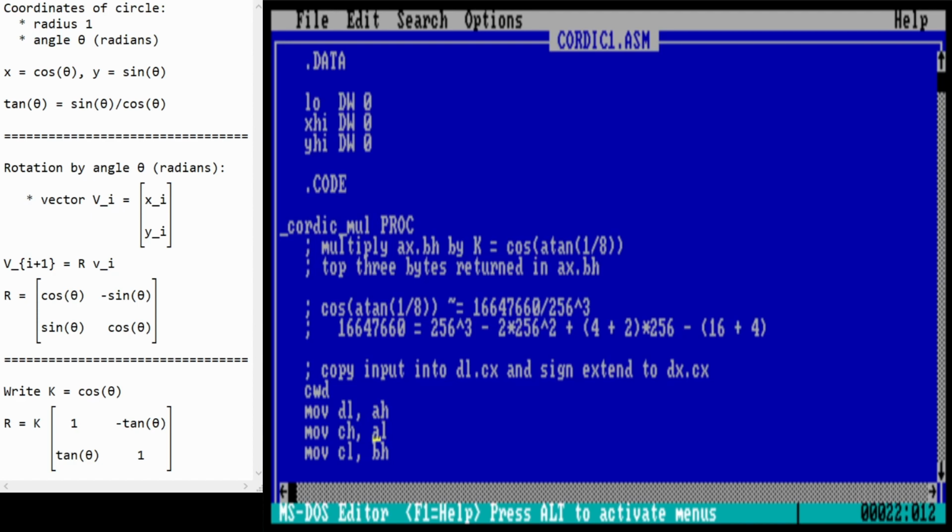They just copy AXBH, our input, into DLCX, the remaining 3 bytes of DXCX. So now we have a sign extended copy of our input into 4 bytes. So now we're ready to start doing our shifts, and the first one that's called for is a shift left by 1 bit in order to handle this multiplication by 2 here. Now it turns out we'll be able to use that value again here. So what that means is that we take the input value, which we've already worked out for here, and shift it right by another byte for this term here.